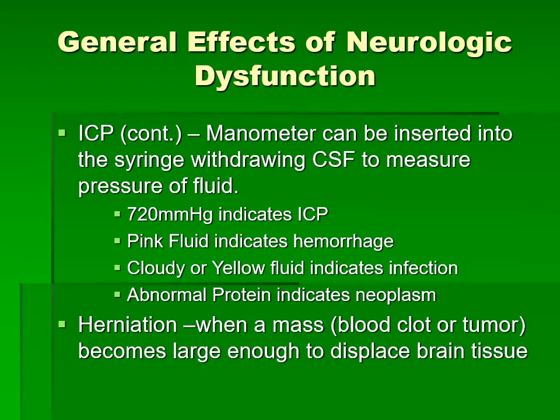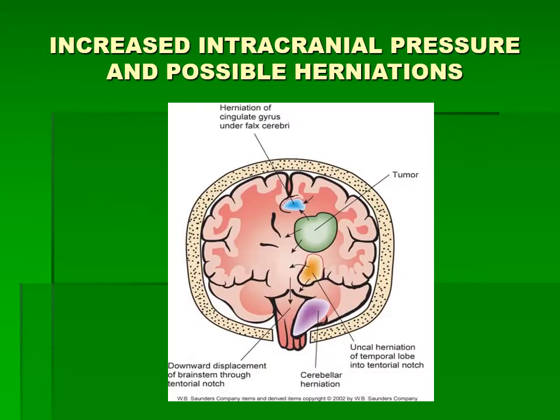Herniation is when a mass, a clot, or a tumor becomes large enough to displace the brain tissue. This is a picture looking at increased intracranial pressure and possible herniations. So here you see a herniation of the area of the cingulate gyrus, which is part of the limbic system, and this is under the falx cerebri, which is the double layer of meninges that goes in between the two hemispheres, right and left cerebral hemisphere. There's your tumor, which is causing pressure that results in these herniations.